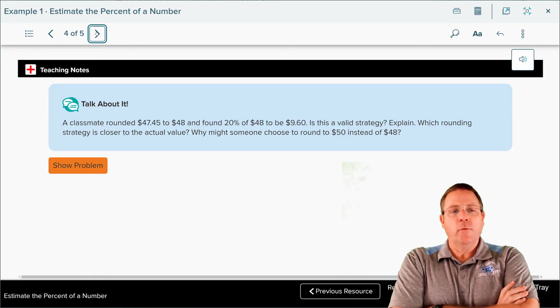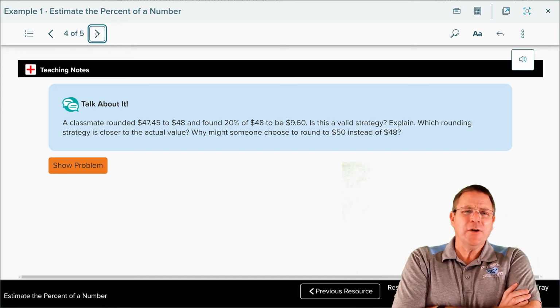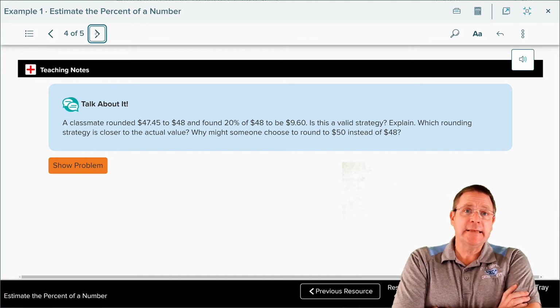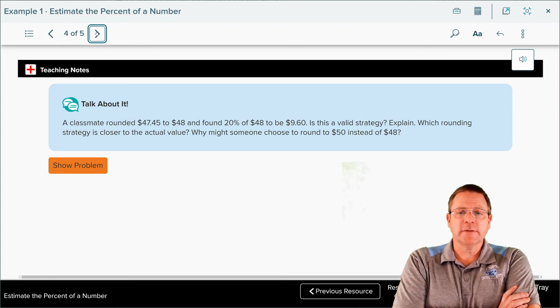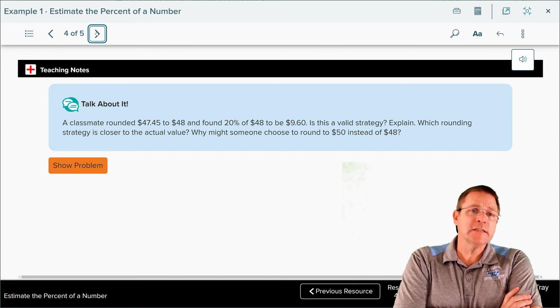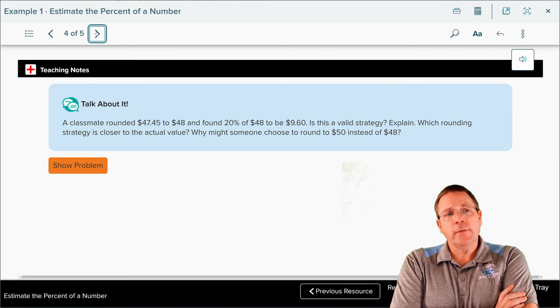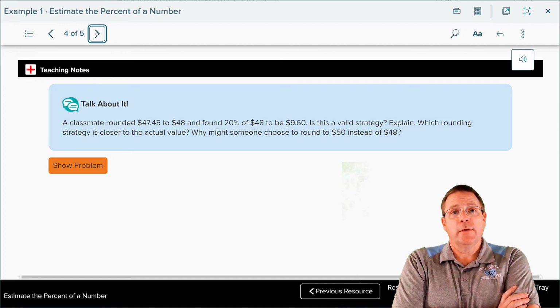Now, a classmate rounded $47.45 to $48, and then they said, well, 20% of $48, that's going to be $9.60. Is this a valid strategy? Yes and no. I mean, did they round here? Some. Could they have done something easier? Yeah. Who would be closer to the correct answer, though, the classmate or us? Actually, the classmate would be closer to the true number. But the methods that we've learned are actually easier to do it with.